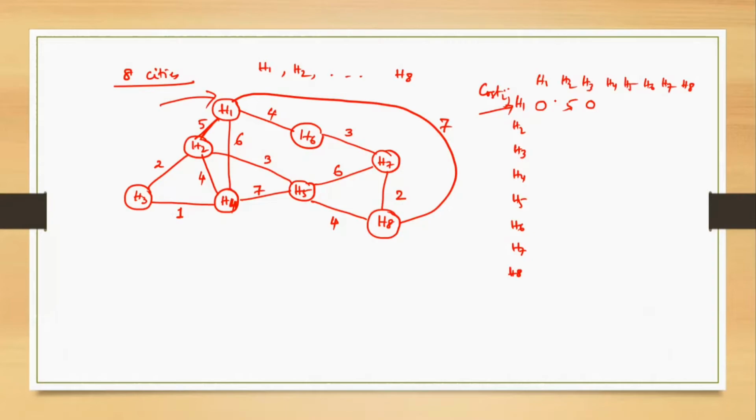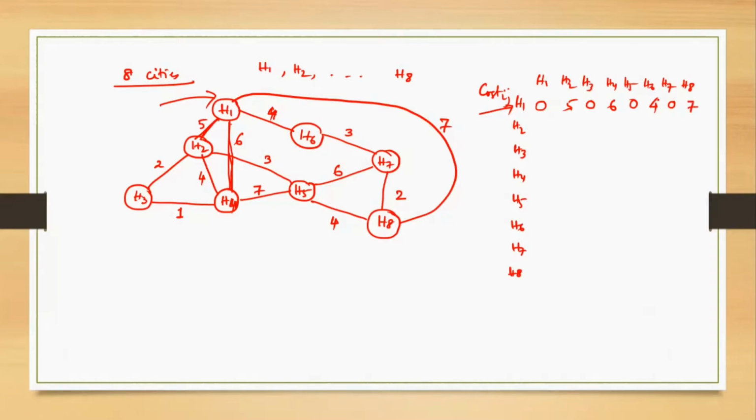So the value to be put into the matrix is 0. H1, H4, yes, 6 units, so we have to put 6 here. H1 to H5, no direct association, so we put 0 here. H1 to H6, yes, this is 4 units, so I put 4 here. H1 to H7, there is no direct association, so we put 0 here. And H1 to H8, yes, there is an association, that is 7.